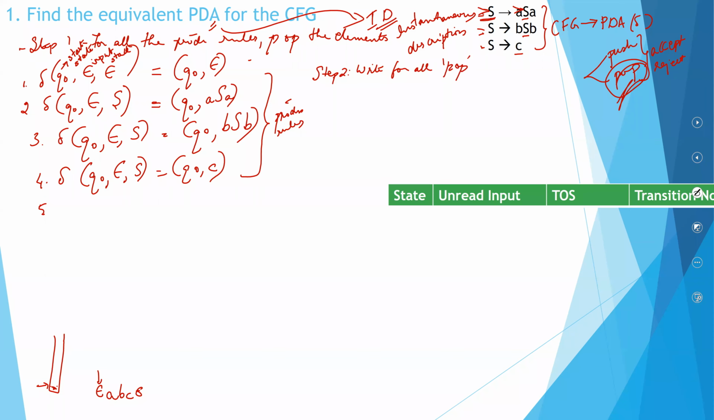Instead of S, I will have BSB followed by this A. B and B will pop out. Okay, step number 6, when I encounter a B and the top of the stack is B, I will pop out, and now I will go into a state called Q2. So I'll have BC, BBA, SBA, courtesy step number 6.